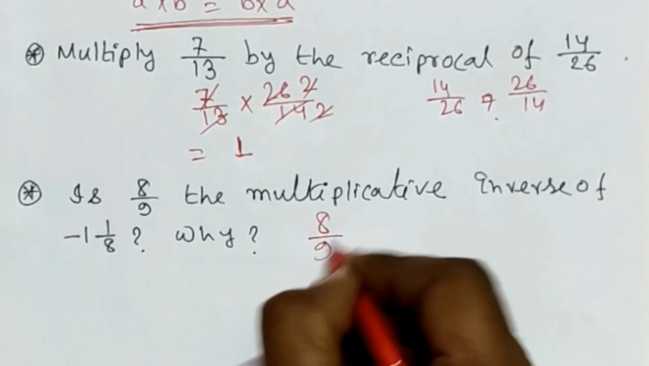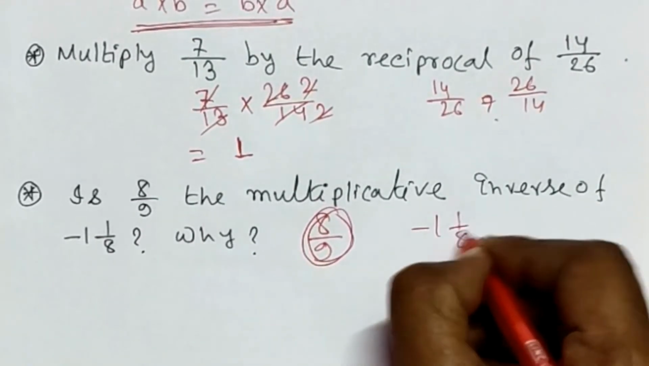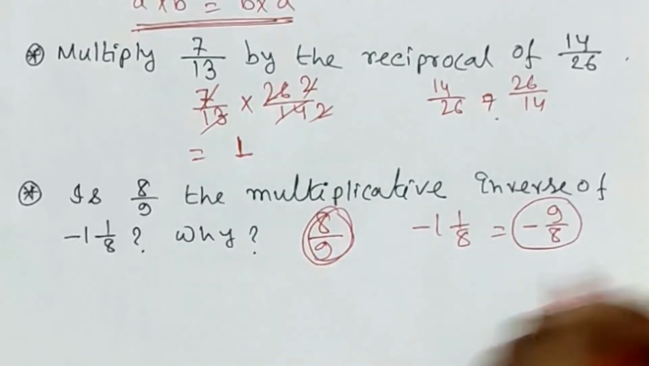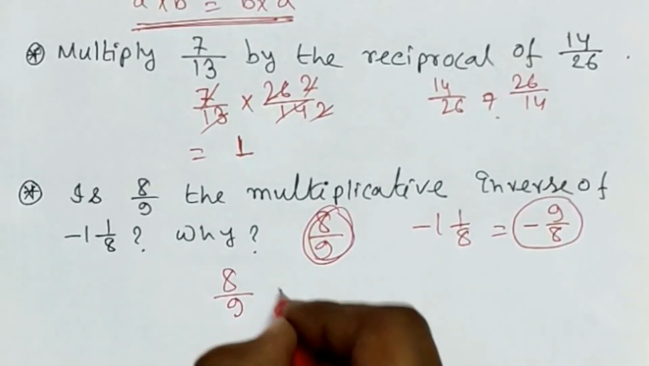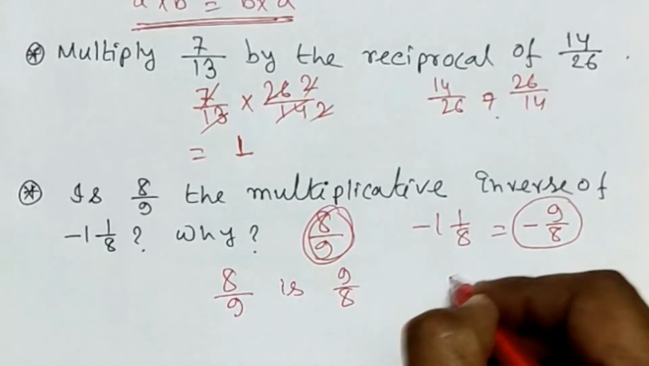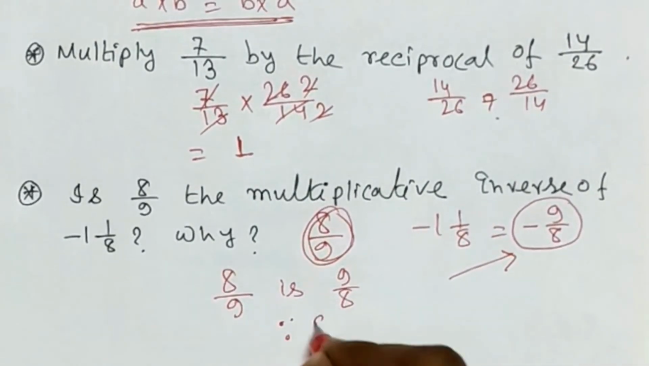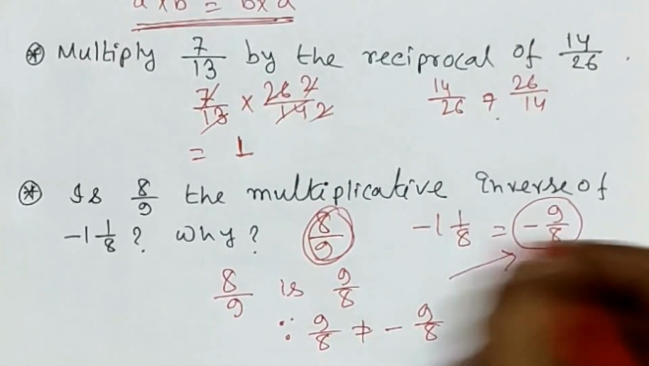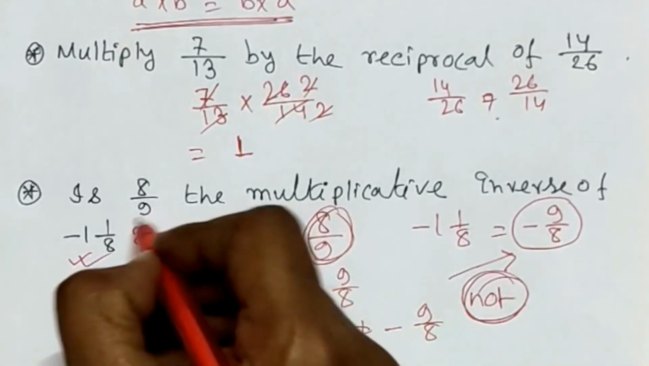Next, is 8 by 9 the multiplicative inverse of minus 1 by 1 by 8? Here the number is 8 by 9 and we have to check with minus 1 by 1 by 8. This equals minus 9 by 8. Look, for multiplicative inverse, the multiplicative inverse of 8 by 9 is 9 by 8, but it is given minus 9 by 8. Both are not equal. Since 9 by 8 is not equal to minus 9 by 8, hence this is not the multiplicative inverse of the given number 8 by 9.